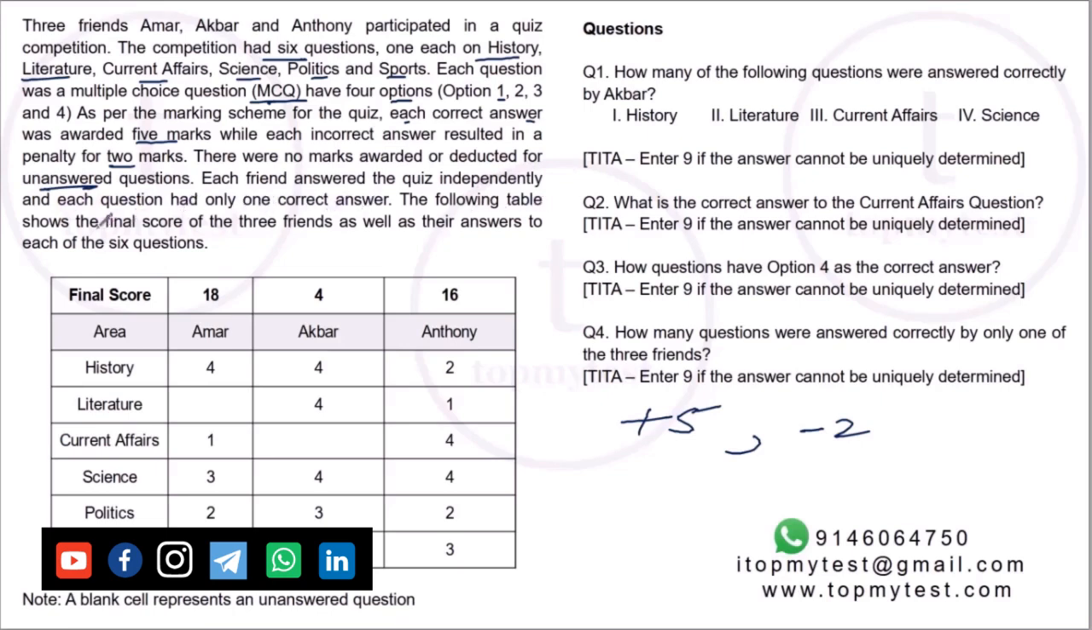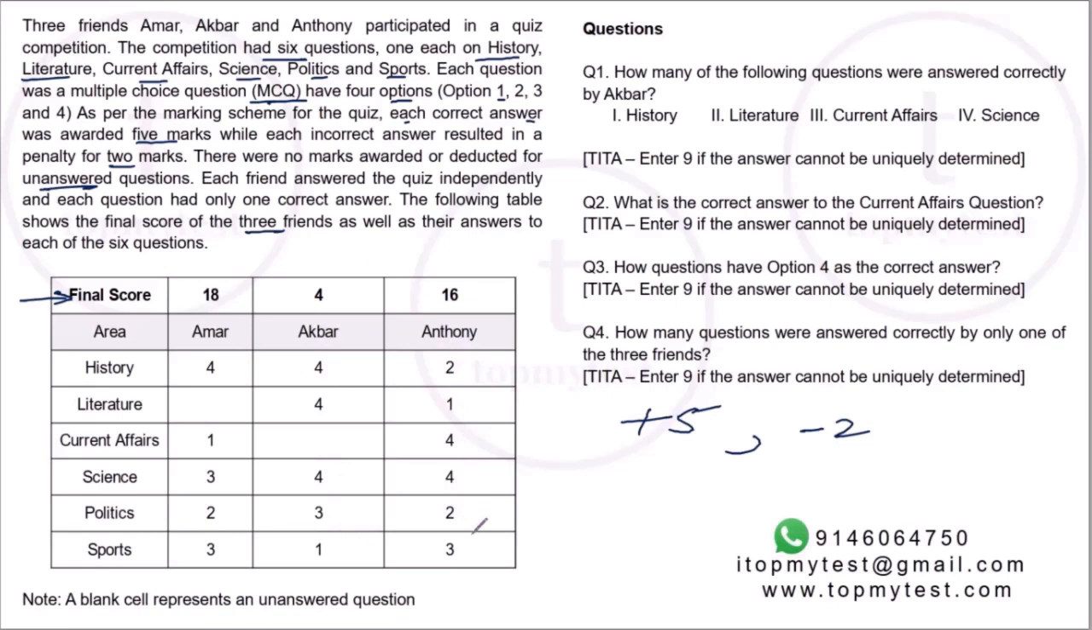The following table shows the final score of the 3 friends, as well as their correct answers to each of the 6 questions, as well as their answers to each of the 6 questions. So the options that they marked for each of the 6 questions are given, and it is given that a blank cell represents an unanswered question. So we know Amar did not answer this, Akbar did not answer this, right?